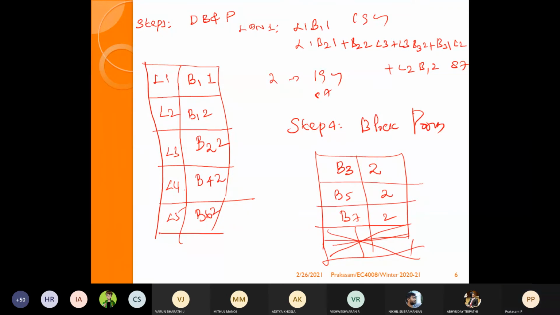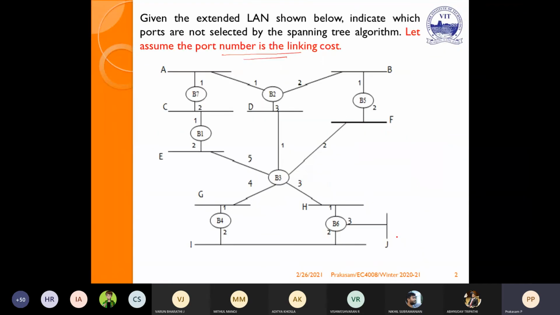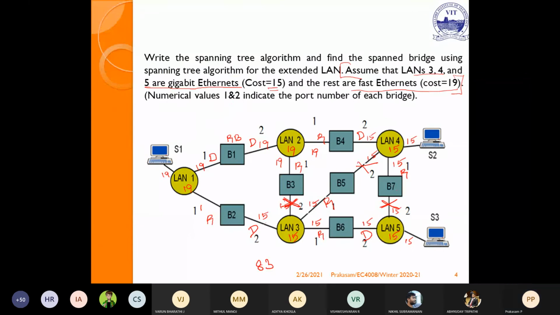Okay. We have seen different combinations. First one with equal cost. Second one, the port number as the tie-breaking cost. Third one with different costs. For a few LANs, it is gigabit Ethernet 15, fast Ethernet 19. Suppose we are not mentioning the cost, only the Ethernet type. Always keep in mind, fast Ethernet cost is 19, gigabit Ethernet cost is 15. You should take this value.